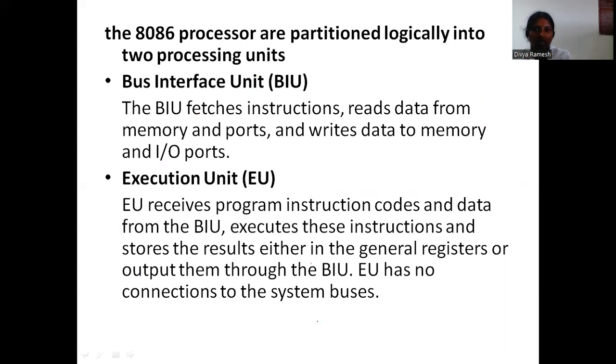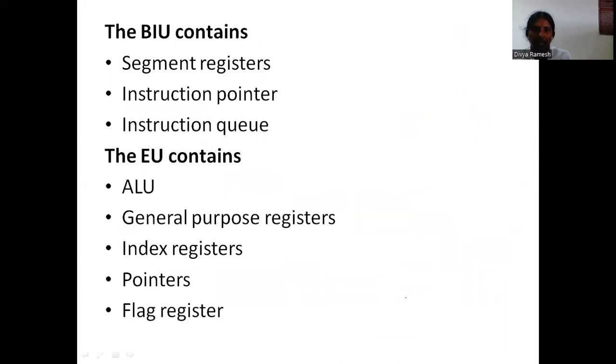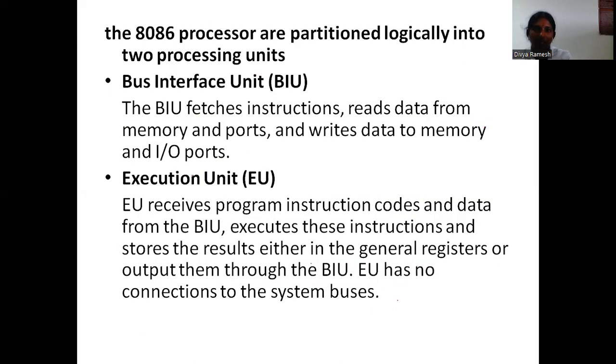First, the two major blocks: one is the bus interface unit, the next one is the execution unit. The bus interface unit fetches the instructions, or reads from the memory, and is used to store data to the memory. The execution unit receives the program from the bus interface unit and executes these instructions in order to store the results in particular registers.